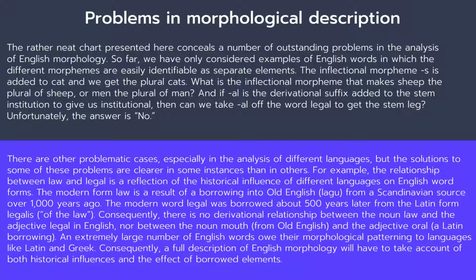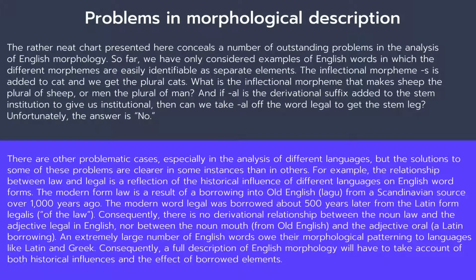There are other problem cases, especially in the analysis of different languages, but the solutions to some of these problems are clearer in some instances than in others. For example, the relationship between law and legal is a reflection of the historical influence of different languages on English word form. The modern form law is a result of borrowing into Old English lagu from a Scandinavian source over 1000 years ago.